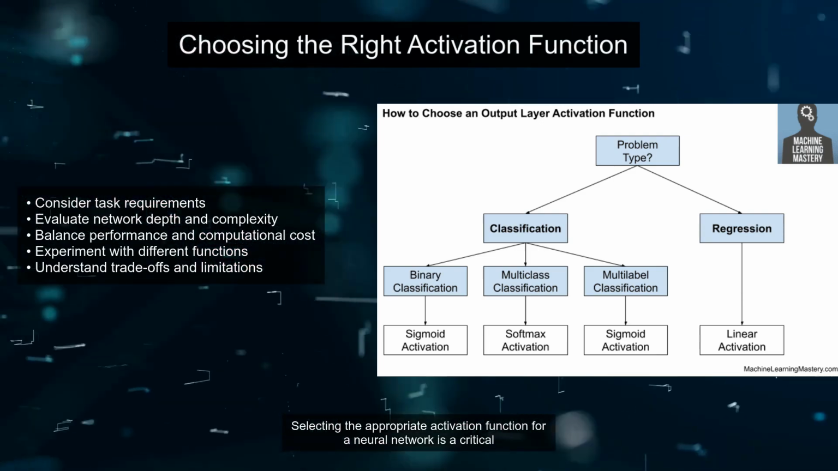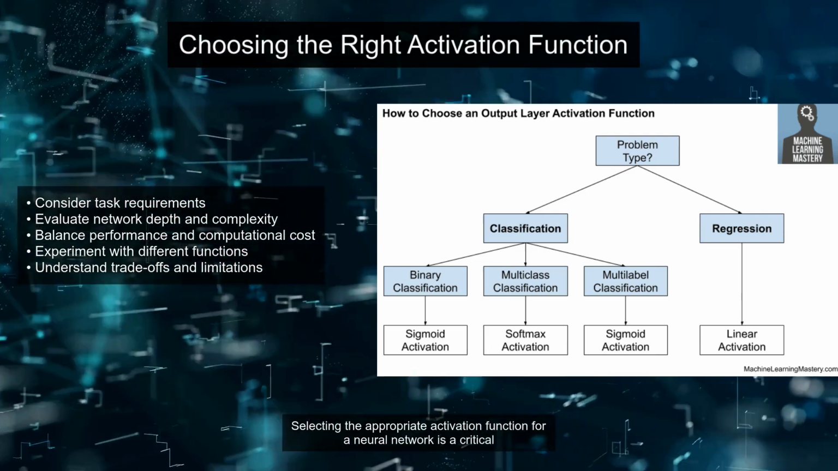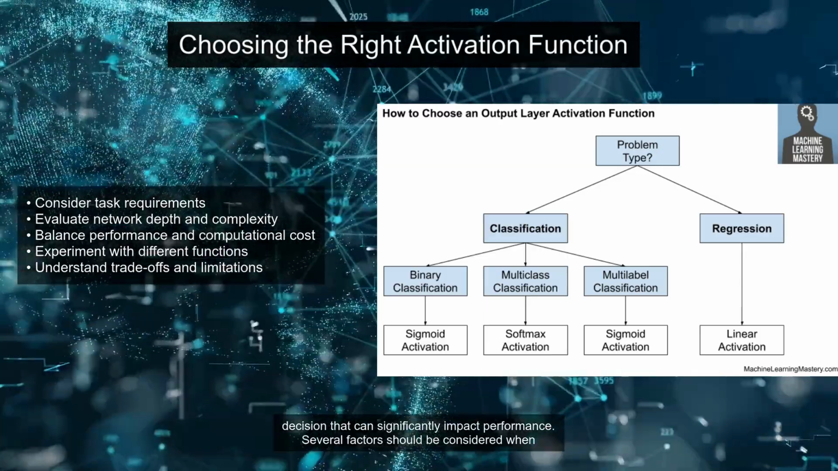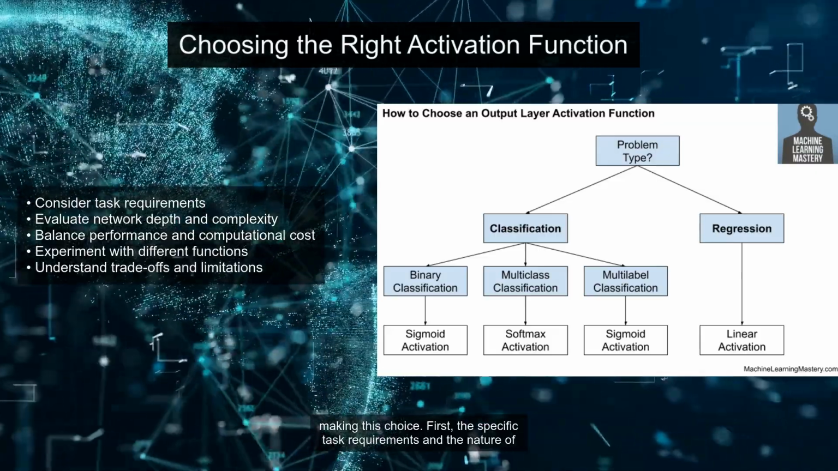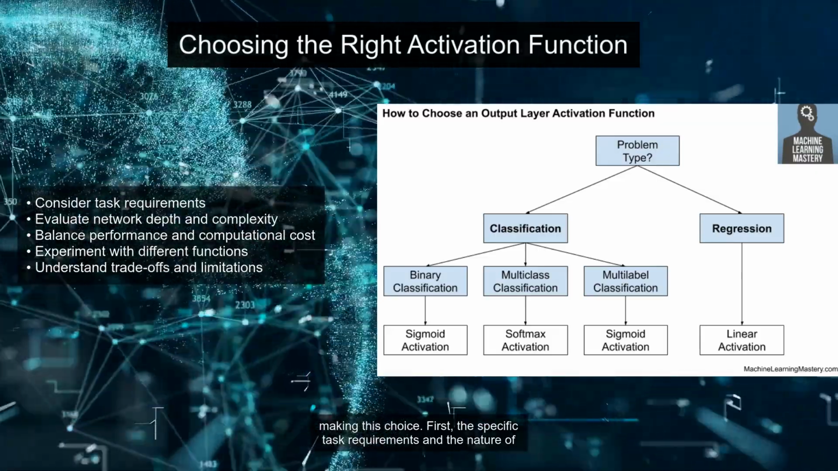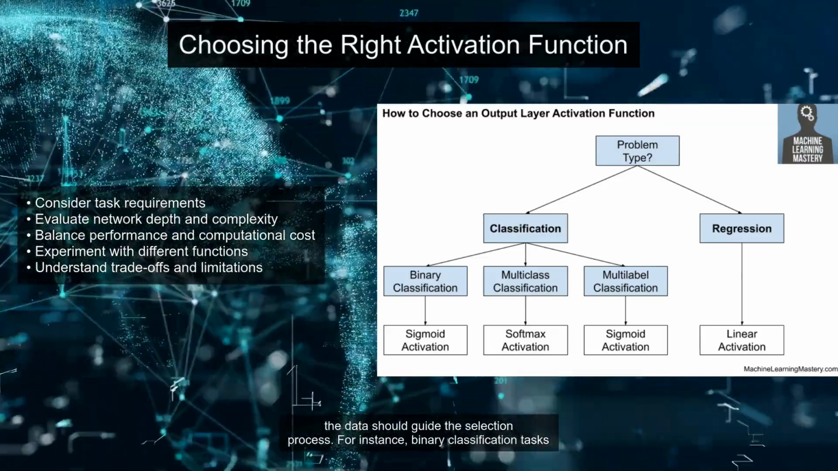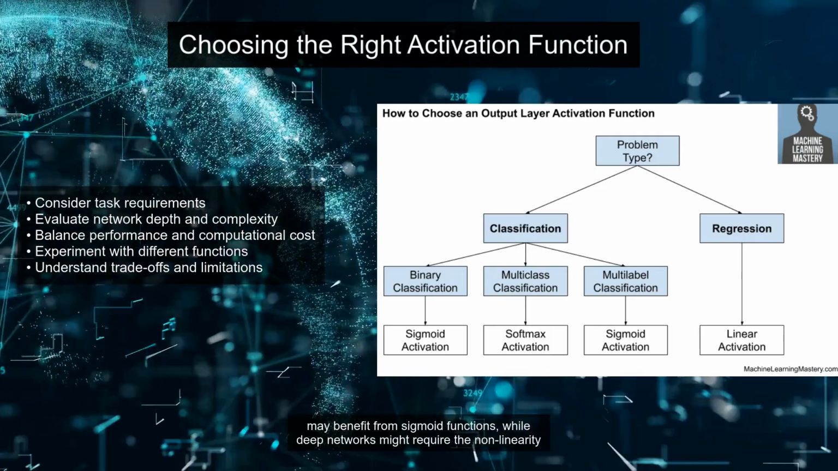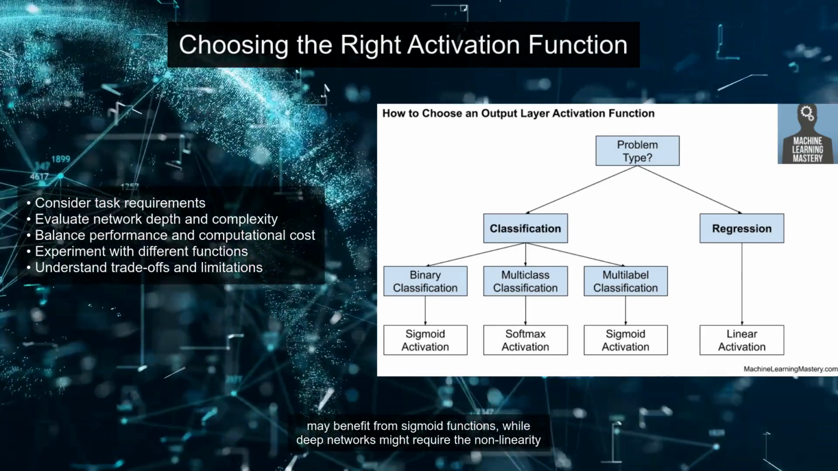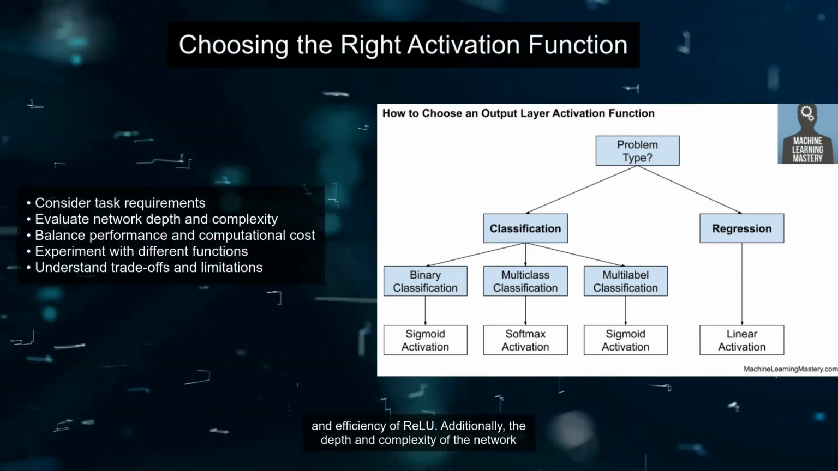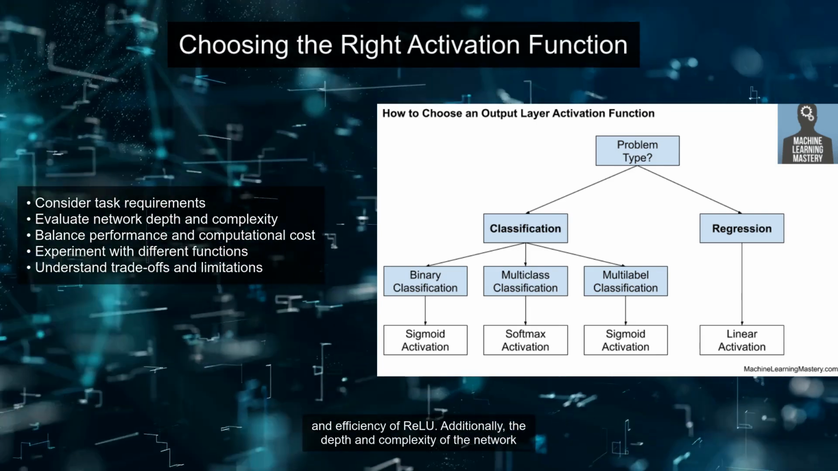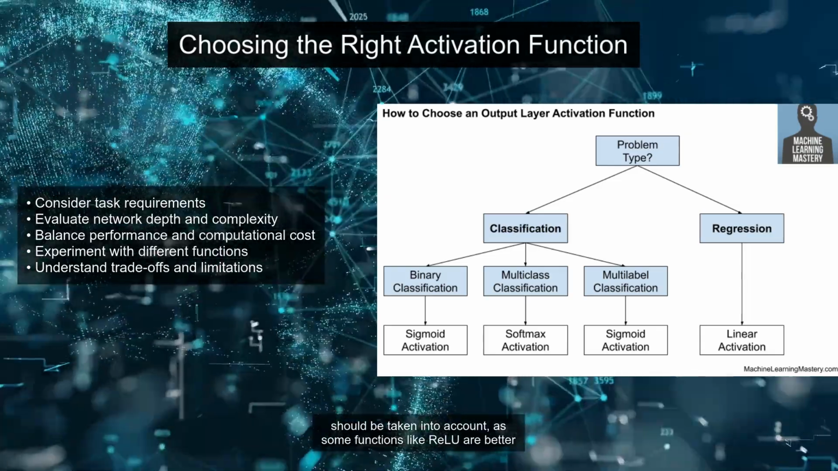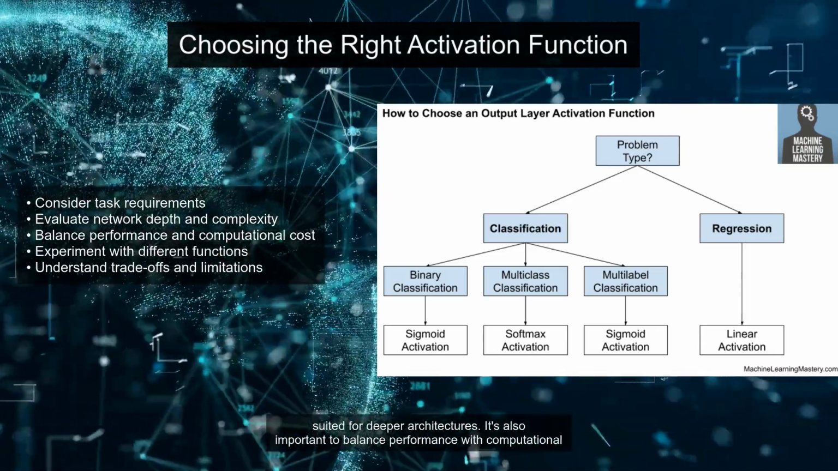Selecting the appropriate activation function for a neural network is a critical decision that can significantly impact performance. Several factors should be considered when making this choice. First, the specific task requirements and the nature of the data should guide the selection process. For instance, binary classification tasks may benefit from sigmoid functions, while deep networks might require the non-linearity and efficiency of ReLU. Additionally, the depth and complexity of the network should be taken into account, as some functions like ReLU are better suited for deeper architectures.